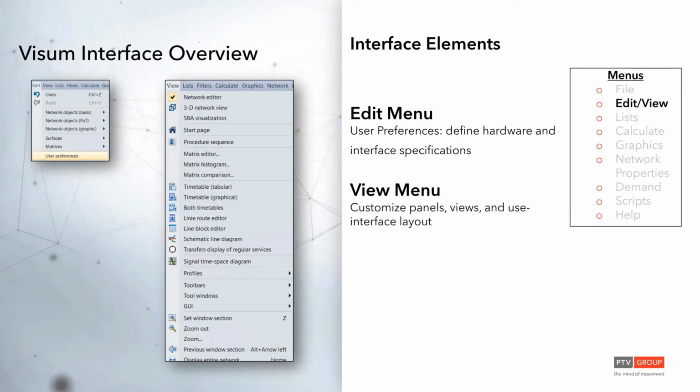And then in the view menu, this is where we can open and close some of those panels that we saw before. If you accidentally close one of the panels, you can come into the view menu and reopen it. For example, the network editor, you can go in and reopen that network editor.